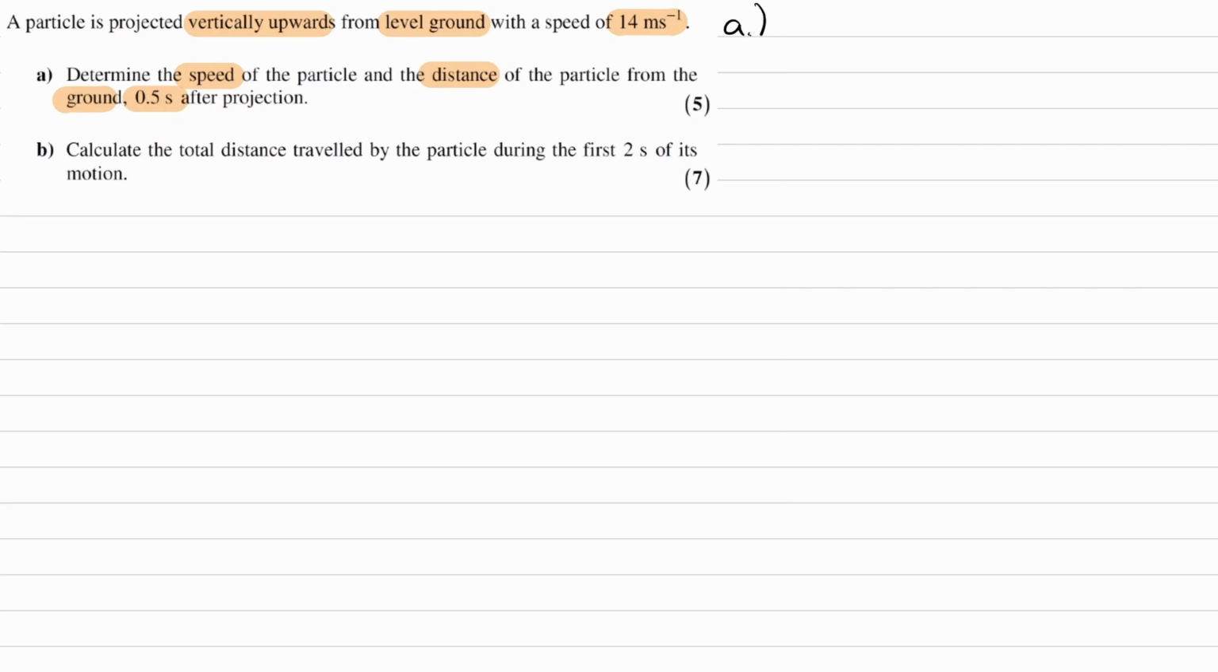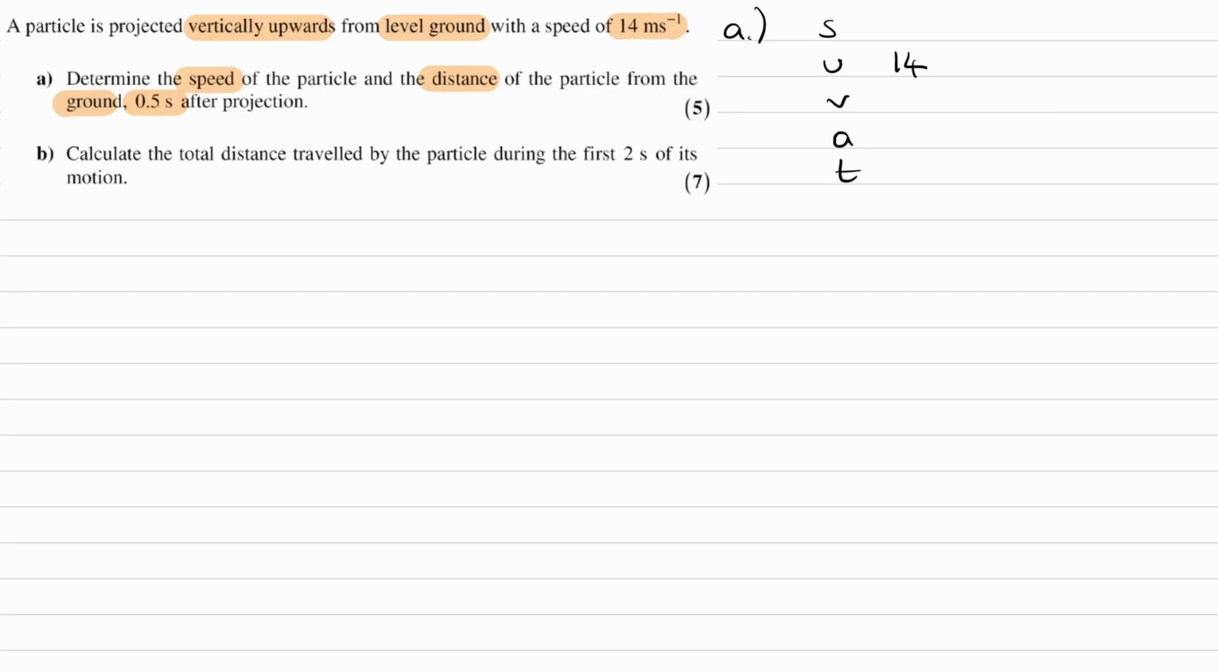So let's draw a SUVAT table. We know the initial velocity is 14 upwards, so let's say that upwards is positive, and let's stick with that for the rest of the question. So the acceleration will be downwards, and therefore will be negative. The time is 0.5, and then we're trying to work out the distance and the final speed. So if we work out velocity, if we work out displacement, that will tell us what we need to know.